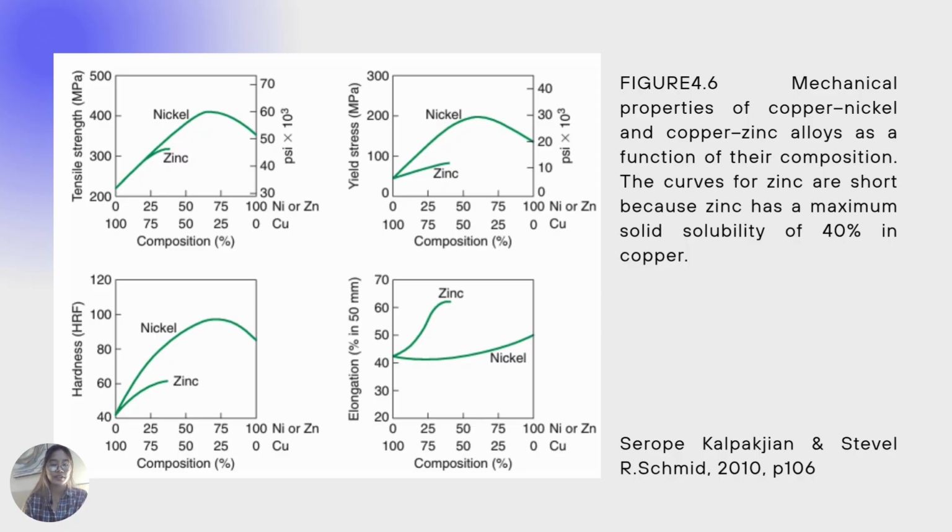Next, these are the figures for the example of tensile strength, yield stress, hardness, and elongation. These are the mechanical properties of copper-nickel and copper-zinc alloys as a function of their composition. The curves for zinc are short because zinc has a maximum solid solubility of 40% in copper.